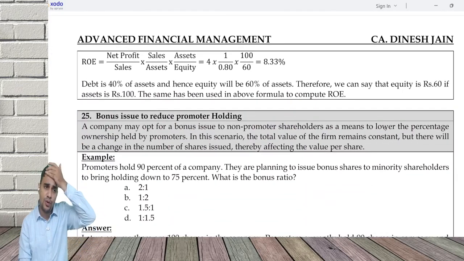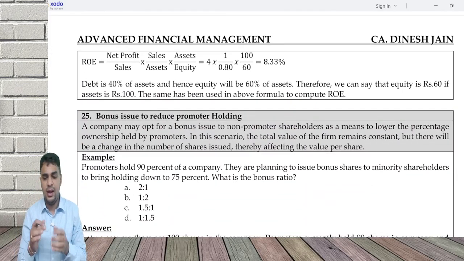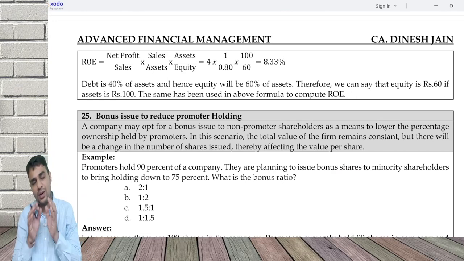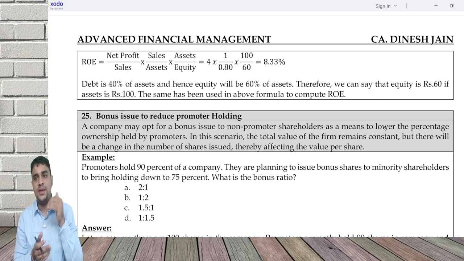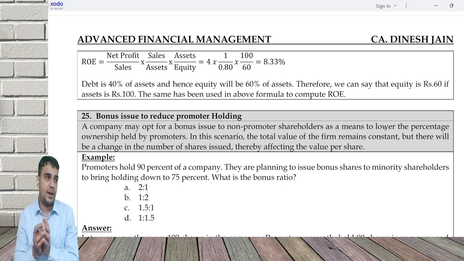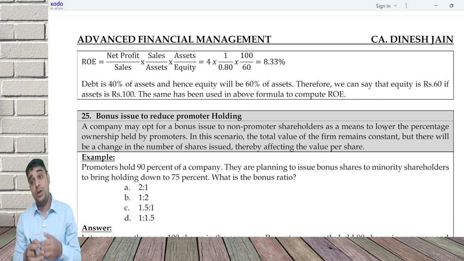Okay, next is bonus issue to reduce promoter holding. I'll directly explain the concept. What they are saying is promoter is holding 90% or 80% of the company. SEBI suddenly says you'll have to bring this down to 75, 70, 65, some number, because there is some maximum holding you can have. SEBI put some restriction. So what they are saying is promoter, to reduce his holding, will give free shares only to minority shareholder.